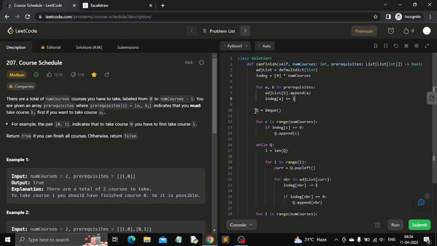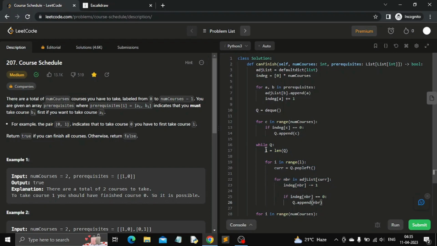After this I have taken a queue, a first in first out data structure. Then one by one we are iterating through all the courses and checking if the in degree of a course is 0. It means that that course is not dependent on any other course, and hence we can begin with that course and we will append that course in our queue. After that, this is our standard BFS.